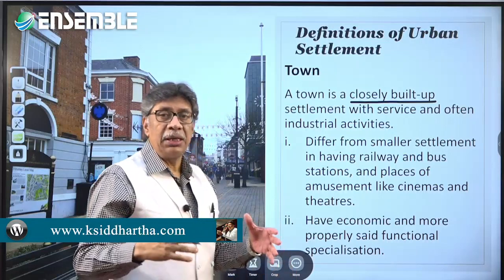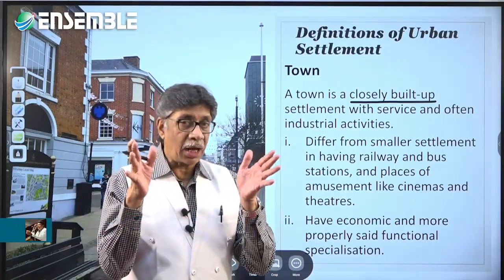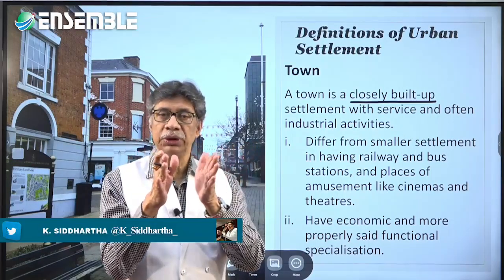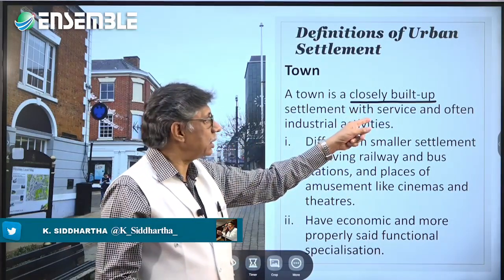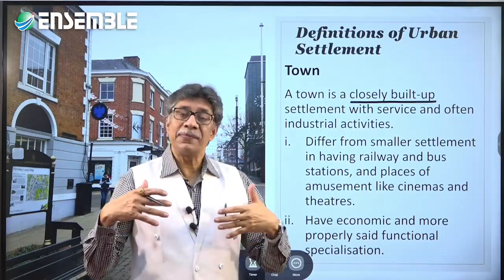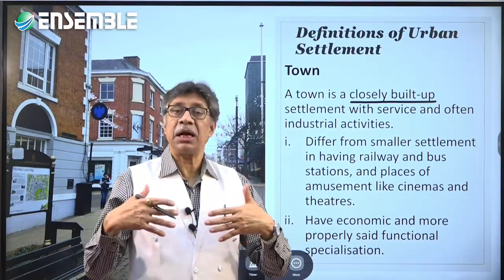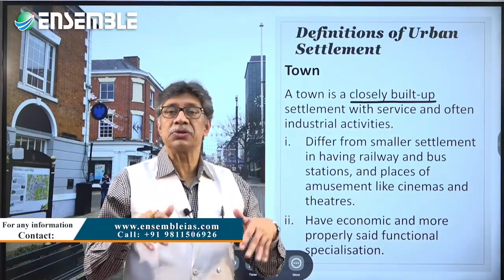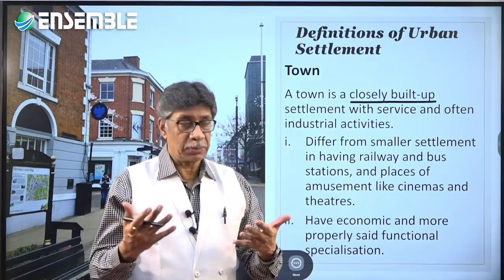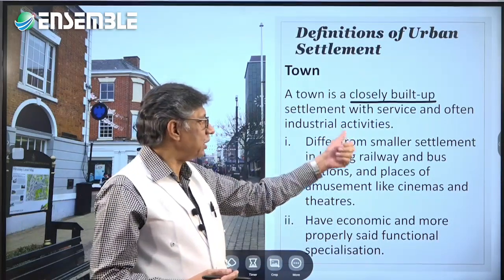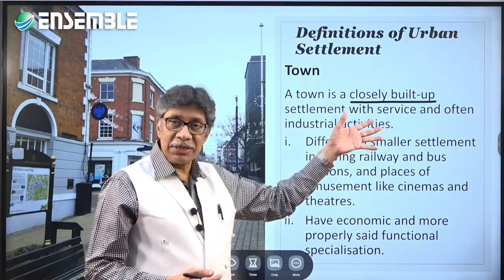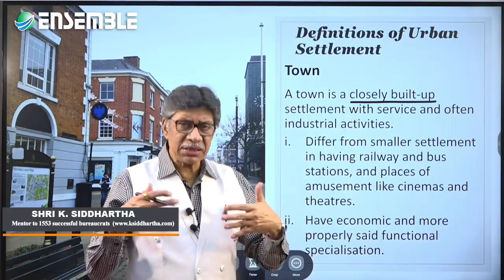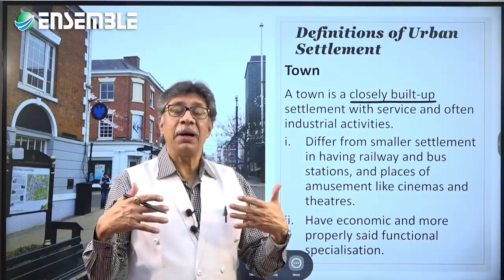Closely built means that the dwellings, that is the houses, which we're going to be technically calling dwellings, are close to each other. So, it is a closely built settlement with services. That means the significant aspect here is that there are services available. It's not based on agriculture, it is based on the provision of certain types of services, and most often it is going to be industrial activity. And when we are talking about industrial activity, we are essentially talking about manufacturing.